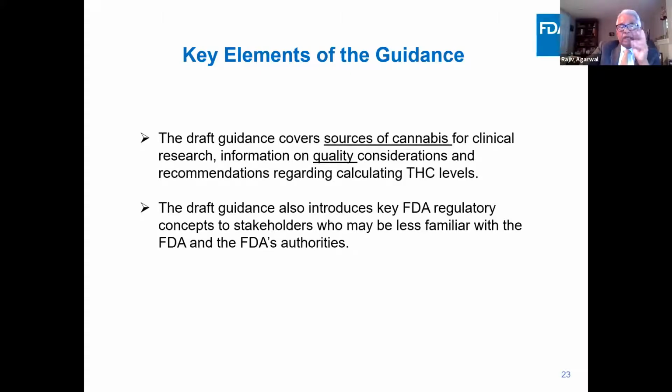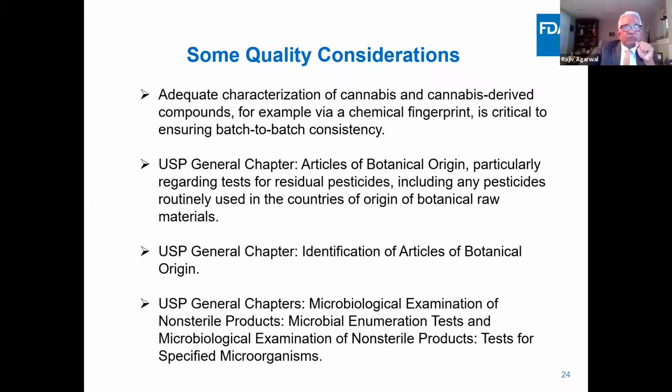Now, what do we expect? The draft guidance covers the sources of cannabis for clinical research. So where are you getting the cannabis from, and what are the quality aspects that we look for? This draft guidance provides some introduction to what the FDA expects a research investigator to look for and to make the package accordingly. So what do we look for? We look for adequate characterization of cannabis, which is your plant, and cannabis-derived compounds. What components are in the mixture?